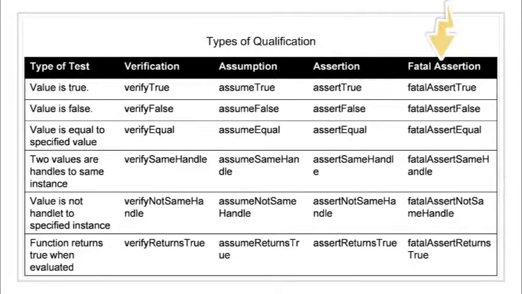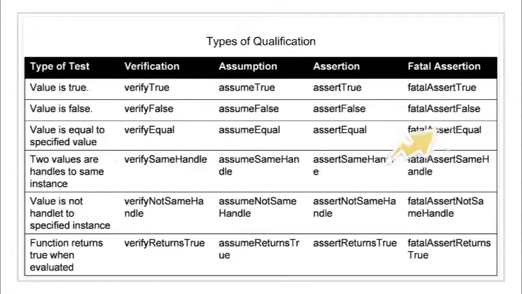Then we have fatal assertion. This is similar to the assertion with the difference that these are used when a failure at an assertion basically renders the remaining portion of the test invalid. The table is divided into 4 columns. First column is type of test, and then the equivalent methods are covered in the verification, assumption, assertion, and fatal assertion. I will just quickly browse through these tables.